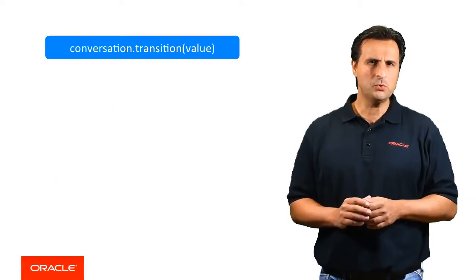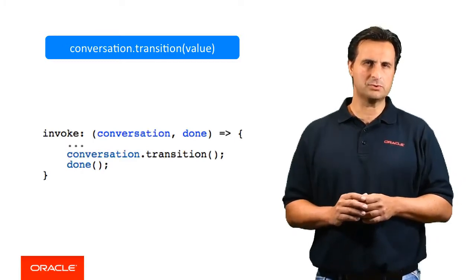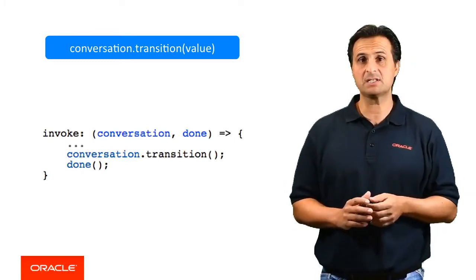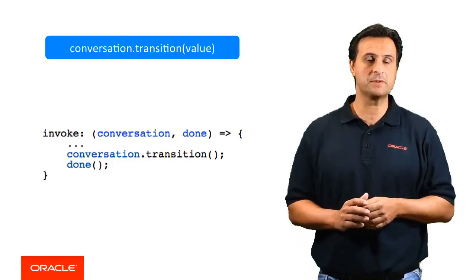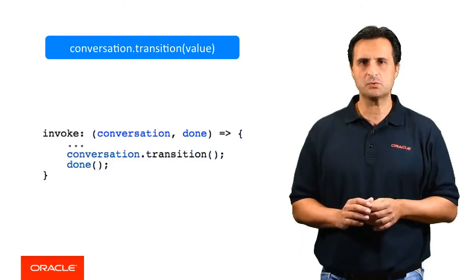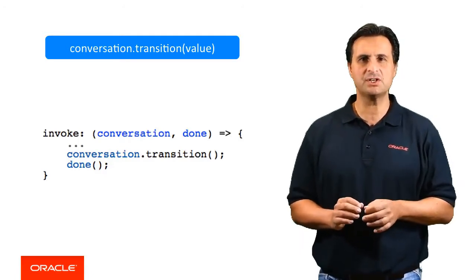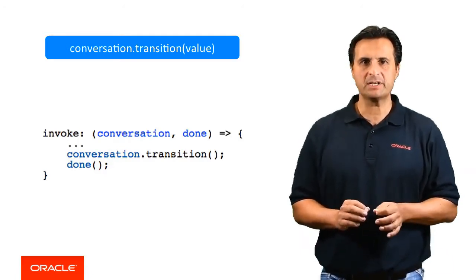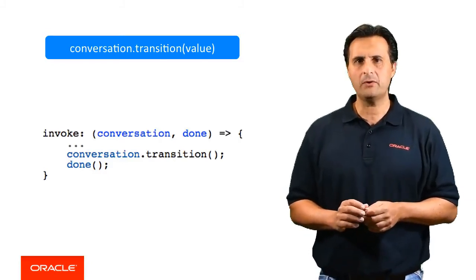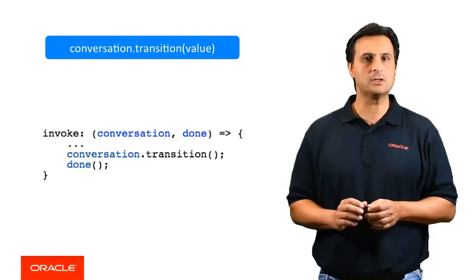So when would you use an empty argument in a call to transition? The empty argument actually is a convenience for custom components with a single outcome. A call to transition with no argument just does what it says. It triggers the dialog engine to navigate to the next state without indicating what the next state should be.